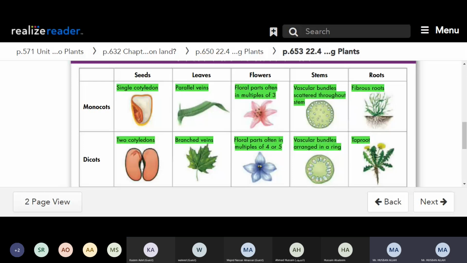But if you look at the dicot, it will be a multiple of 4 or 5. So that means 4, 5, 8, 10, 12, 15, 16, 20. It will come like this. Both possibilities exist. If you look at the stem, only the stem, the roots do not have them.